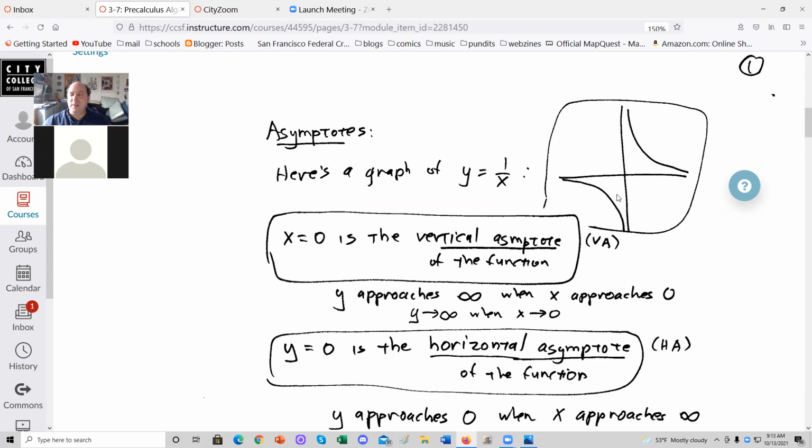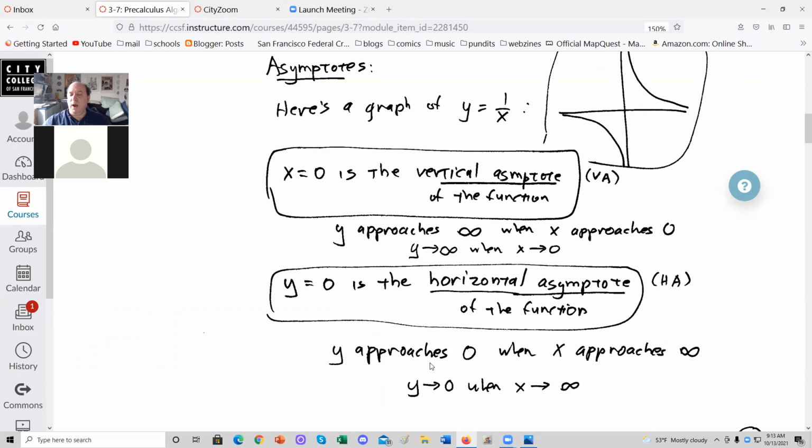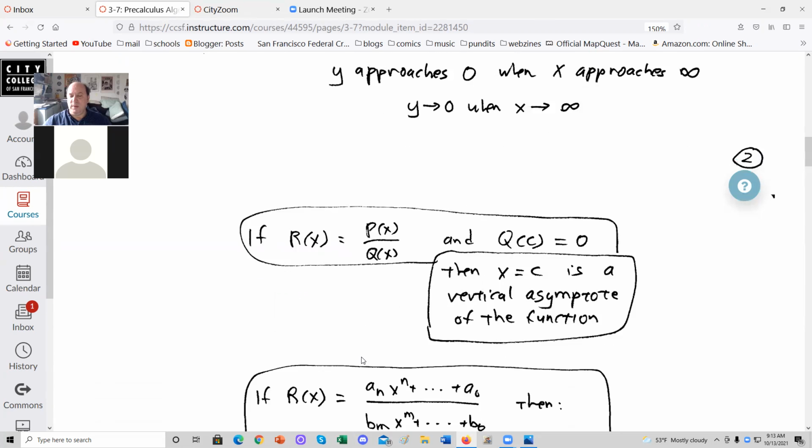Anyhow, x equals 0, this vertical line, is the vertical asymptote. Here, y approaches infinity when x approaches 0, so we denote that by this. y equals 0 here is the horizontal asymptote. That's where y approaches 0 when x approaches infinity. We denote it this way. All right.